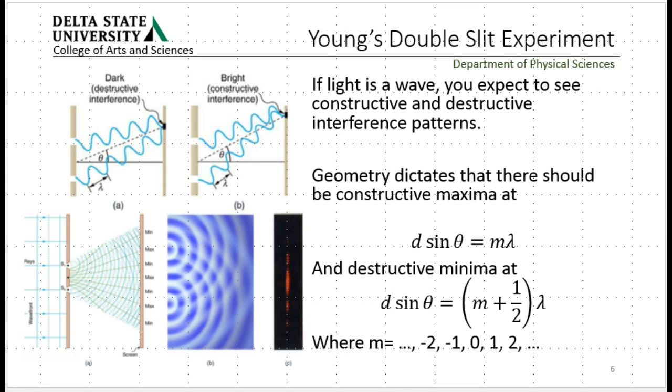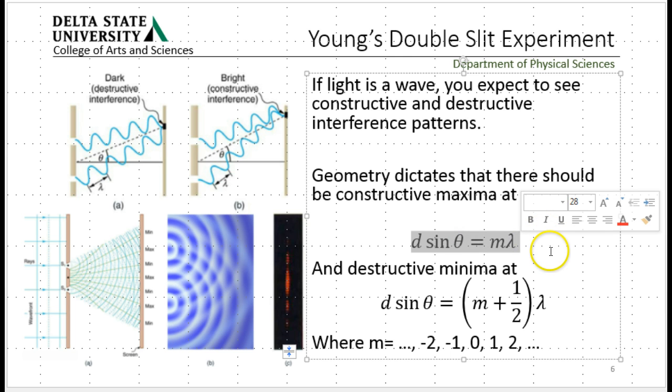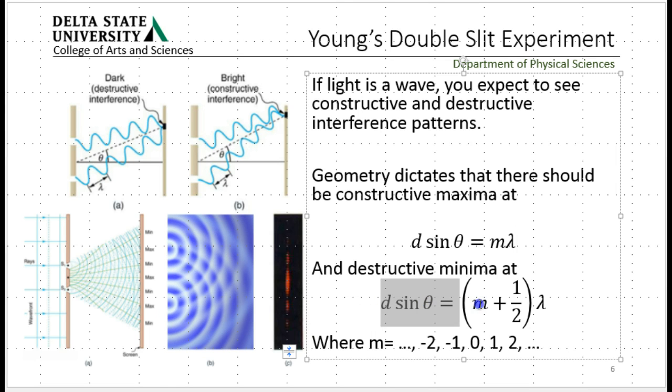Well, if you work through the mathematics of it, if light is a wave, then you expect to get constructive maxima at d sine theta equals m lambda. And you expect to get destructive minima at d sine theta equals (m plus 1/2) lambda. And here m is just an integer.